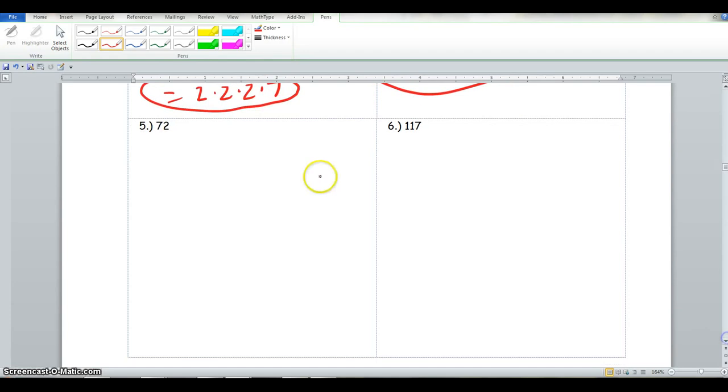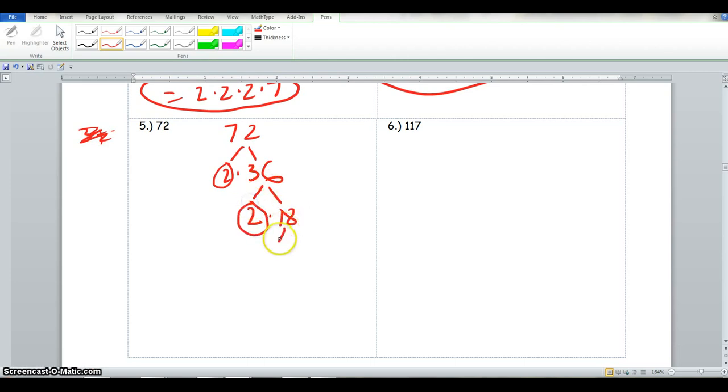Now we go here to number 5, 72. We know 2 times 36 is 72. With 36, first of all, we can still divide this by 2 because it's even. So it'd be 2 times 18. And 18 breaks down to 2 times 9. And we know 3 goes into 9. 3 times 3 is 9. So our final answer is three 2s and two 3s.